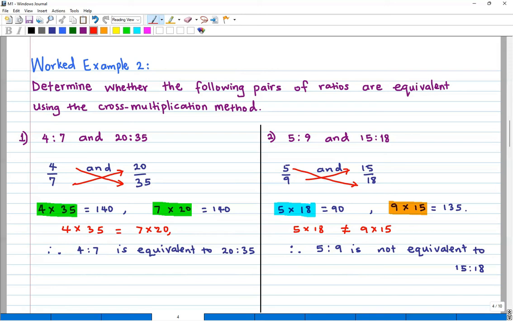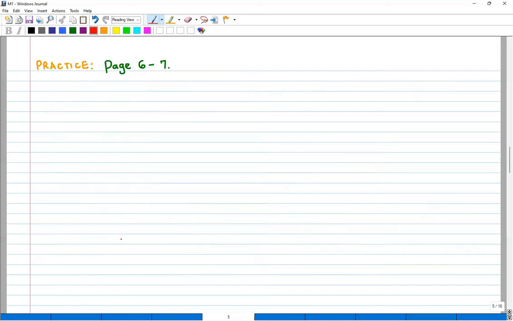Now, I would like you to get to page number 6, and page 7. You do practice. Page 6 to page 7. You do practice. Okay, let us stop here for now.